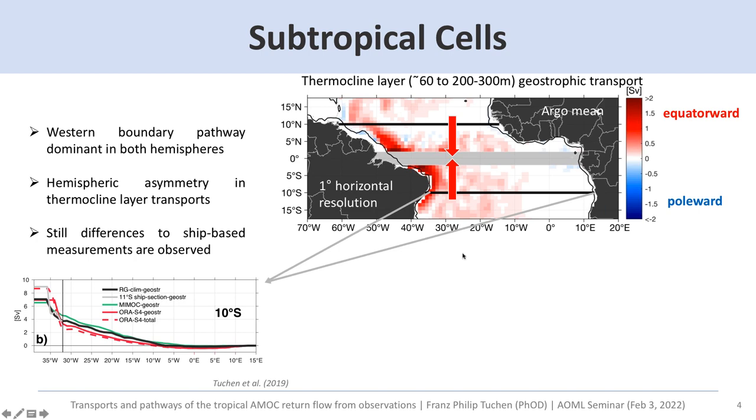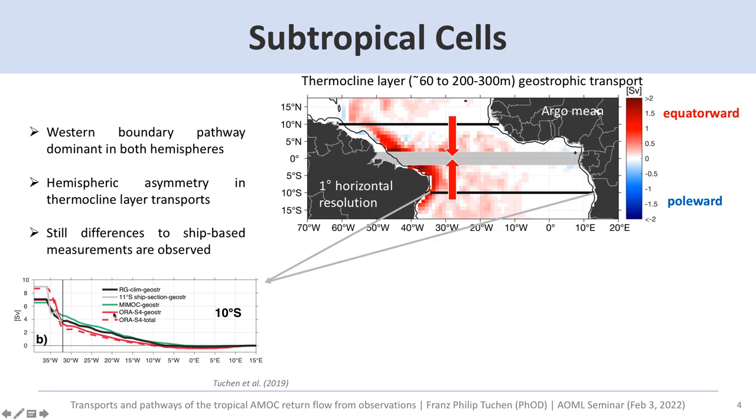just looking at the 10 South section here, and then looking at every grid point and adding the transports from the eastern boundary to the western boundary, which is shown here in this graph. So for different products, in black now, that's the Argo data that is shown here. We also did this for the AMOC climatology and for the ORAS4 reanalysis.